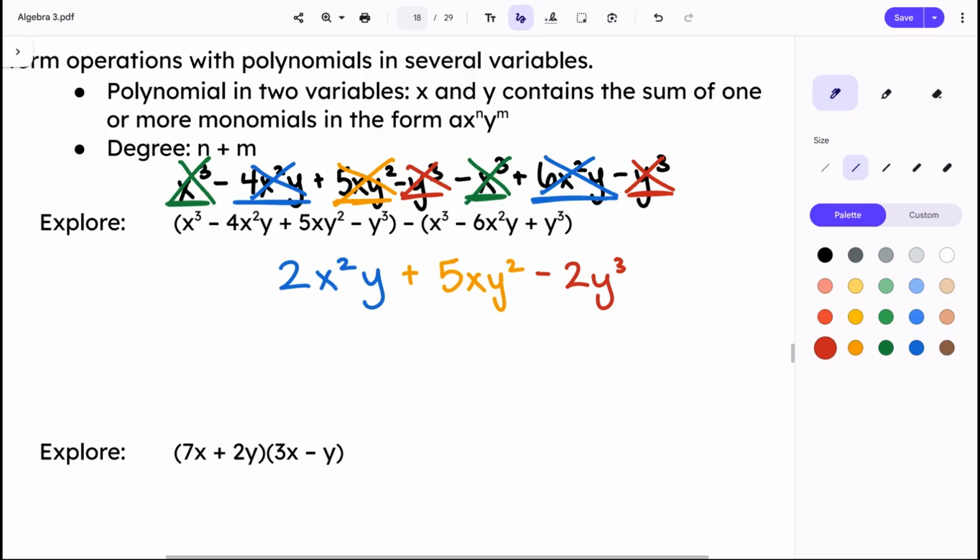I think one of the questions I get about these kind of problems, especially with multiple letters, is how do I know what order to put them in? Like, how do I know what's supposed to go first, second, and whatever? Usually, I would say rule of thumb is alphabetical order. So x comes before y in the alphabet, so you should probably have your x's first.